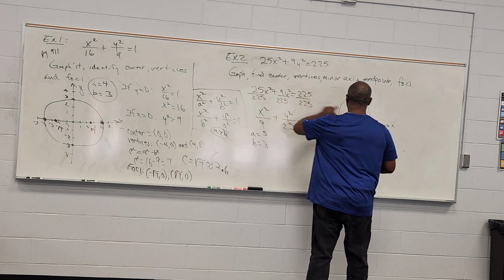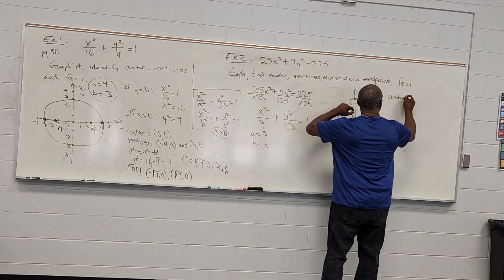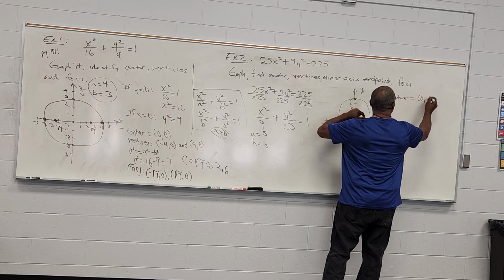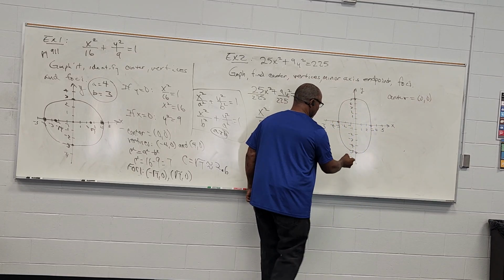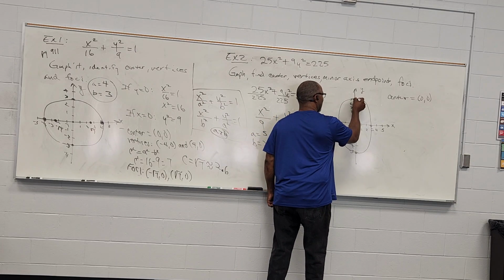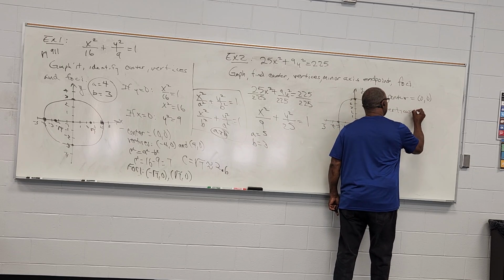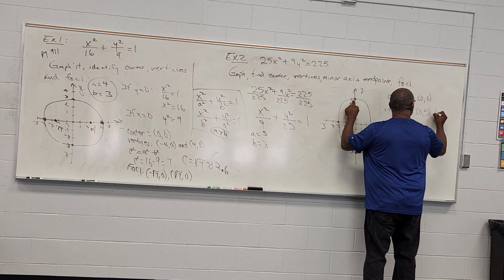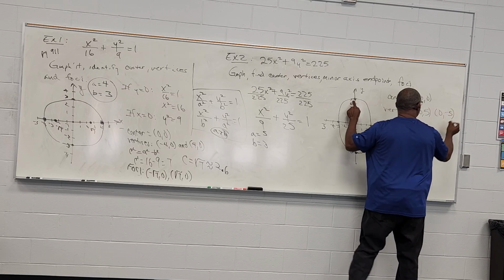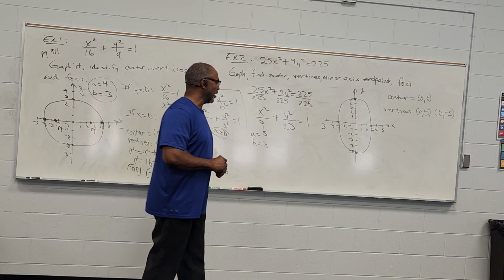So they wanted us to graph it, we've done that. They wanted us to find the center. The center, again, is 0, 0. They wanted us to find the vertices. Vertices are the two endpoints on the major axis. So the vertices would be 0, 5, and 0, negative 5. The vertices will be the endpoints on the major axis.